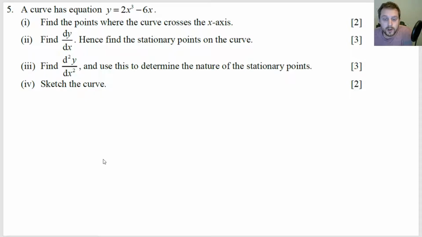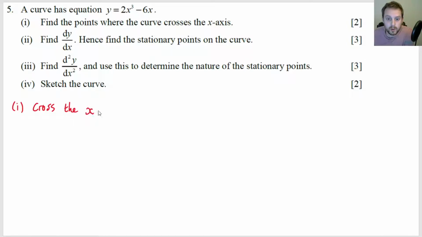Okay, so number 5. A curve has equation y equals 2x cubed take away 6x. And then question 1 says, find the points where the curve crosses the x-axis. Okay, so for number 1, we cross the x-axis.